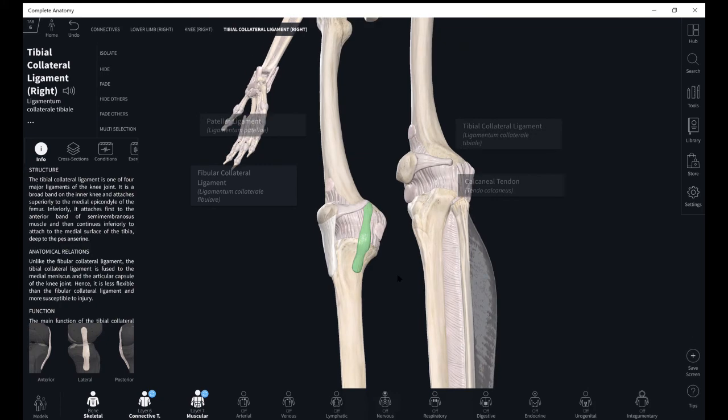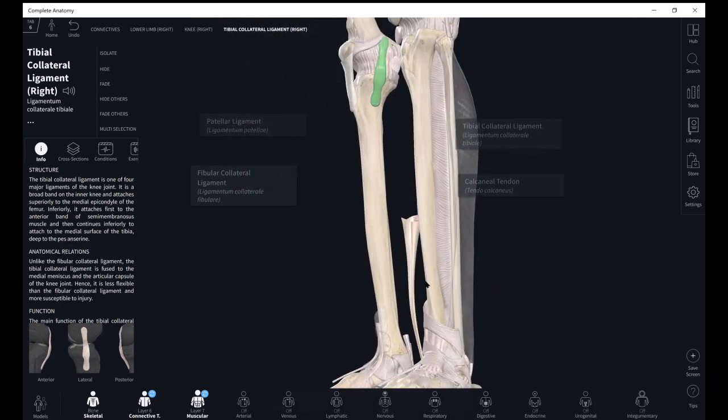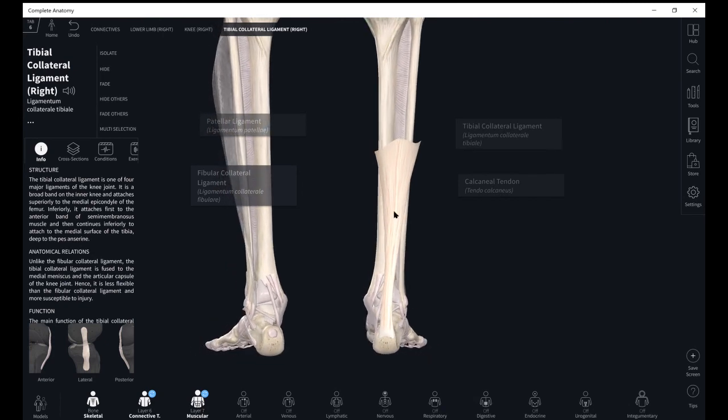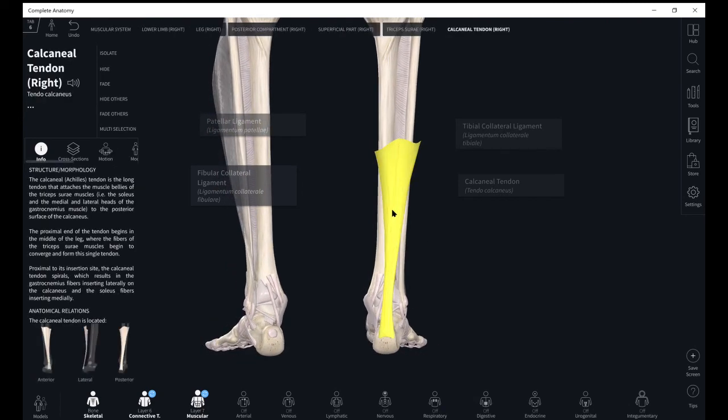And then lastly, let's drop down and look at the Achilles tendon, or the tendocalcaneus. Here it is, the long tendon that attaches the muscle bellies of the triceps surae muscles to the posterior surface of the calcaneus. The proximal end of the tendon begins in the middle of the leg, where the fibers of the triceps surae begin to converge and form this single tendon. Proximal to its insertion site, the calcaneal tendon spirals, which results in the gastrocnemius fibers inserting laterally on the calcaneus and the soleus fibers inserting medially.